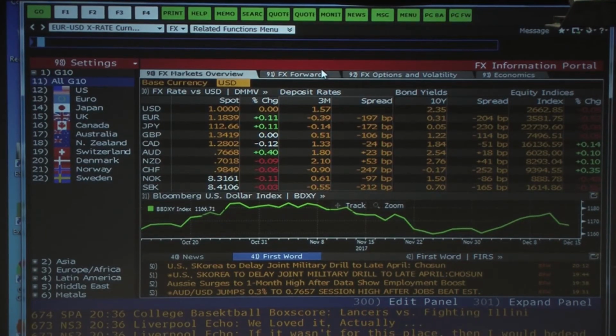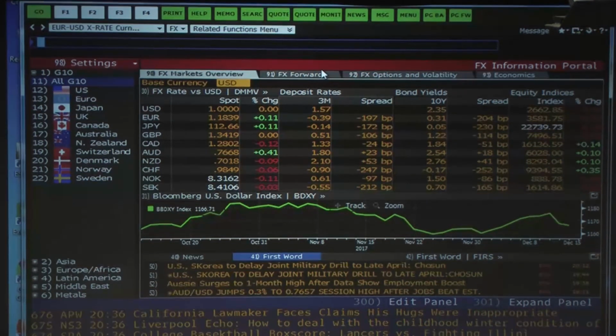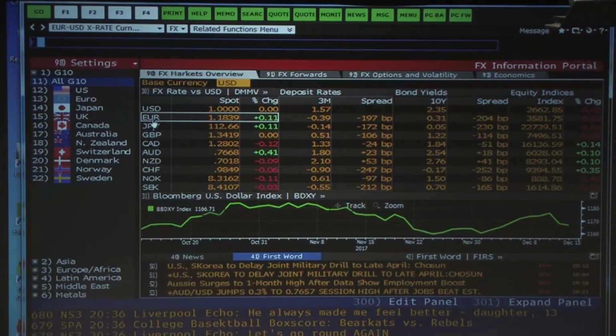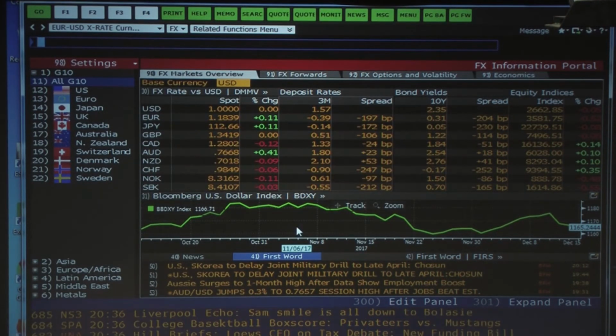So basically, how many dollars can we buy with this foreign currency? How many dollars can we buy with the euro? We can buy 1.18, as we saw before.